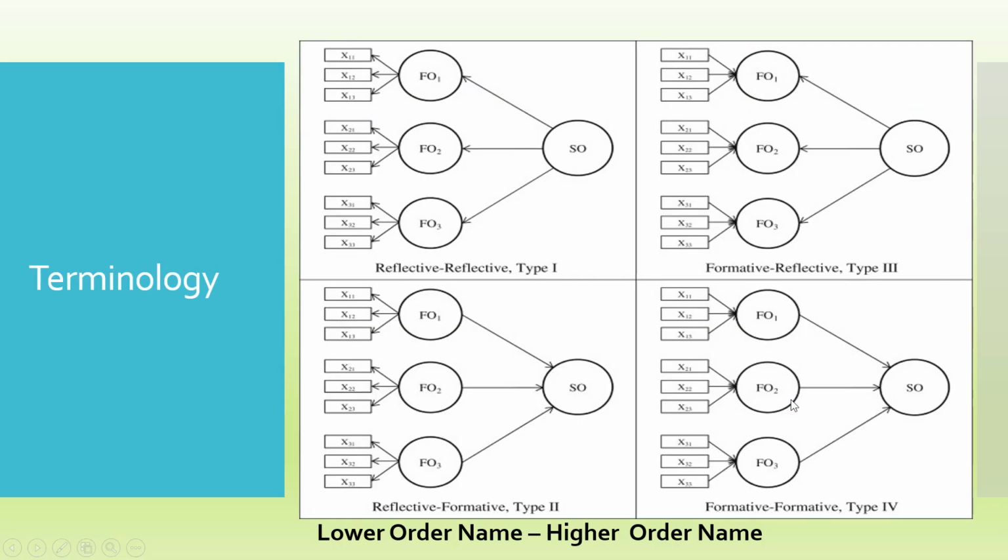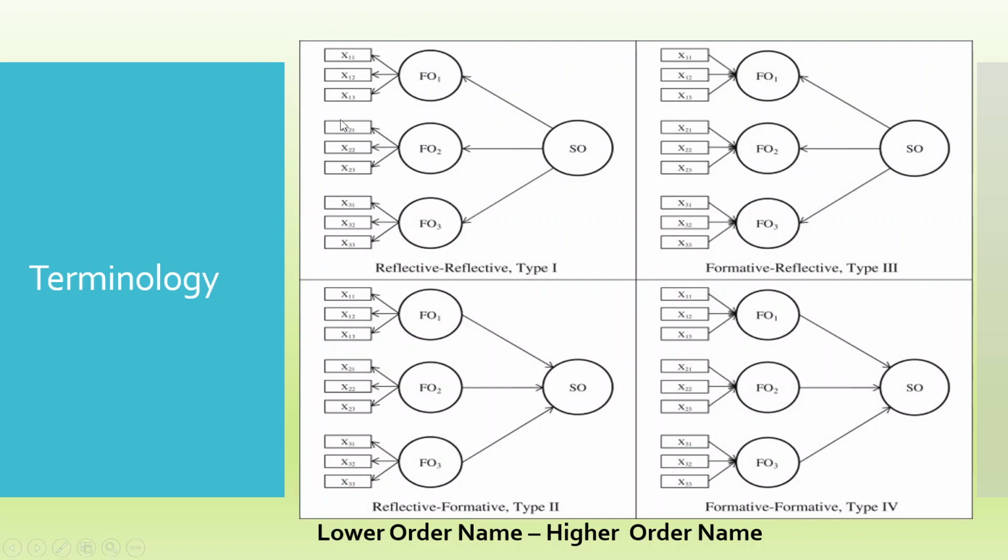Now, depending upon the arrows moving inside the construct or going away from the construct, we will name the construct as reflective or formative. Another way we can say whether statements are reflective or formative is whether the statements are causes or consequences. So if it is a consequence, it is reflective, and if it is a cause, it is a formative statement.